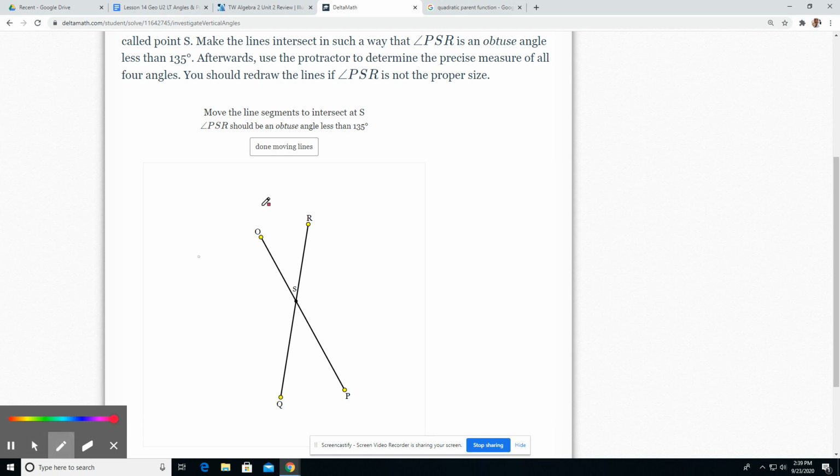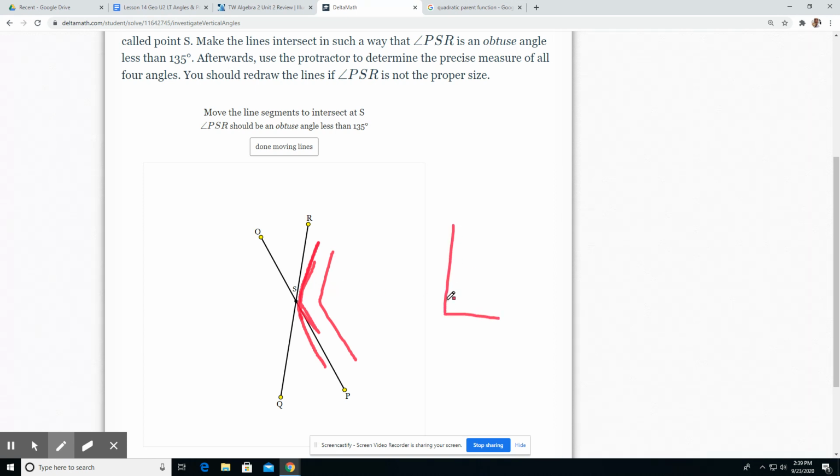So I'm going to go ahead and do a little drawing here. So PSR, here's P, here's S, and then there's R. So it's this angle right here, okay? That angle. Is that bigger than 90 degrees? So remember, 90 degrees is a perfect corner. Does that look like it's bigger or smaller than a perfect corner? It does look like it's bigger, so that's obtuse.